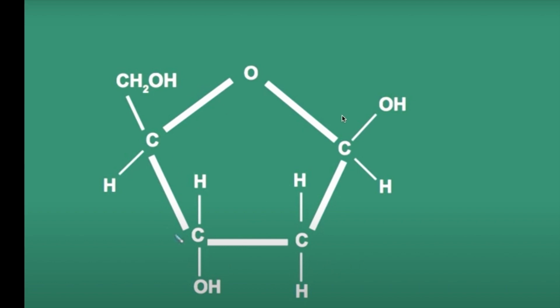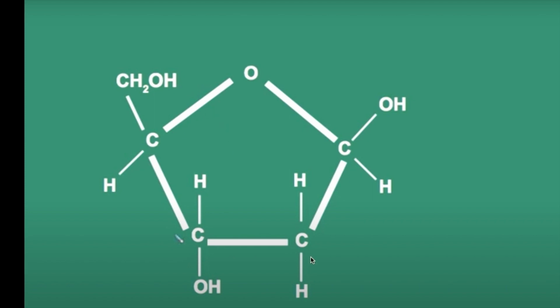So draw this structure and write out its full molecular formula. This here is its structural formula. What is its molecular formula? How many carbon atoms does it contain? How many oxygen atoms does it contain? And how many hydrogen atoms does it contain? Once you write that out, you should notice that it is C5H10O5. This is a pentose sugar or a ribose sugar.